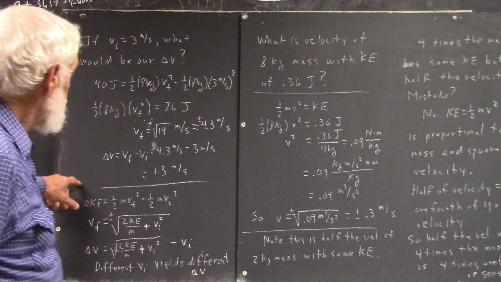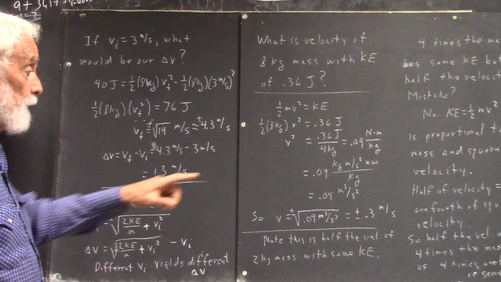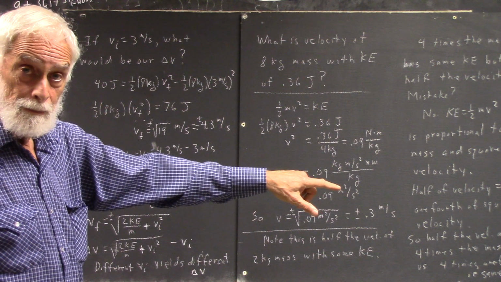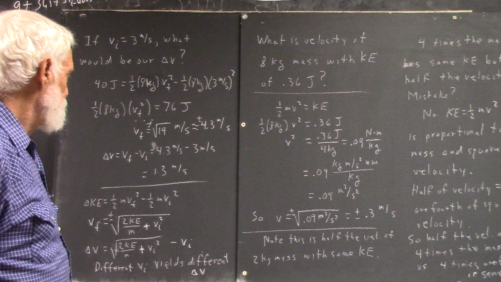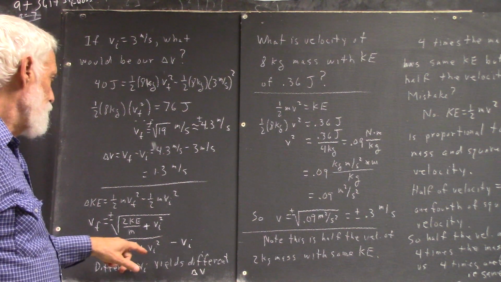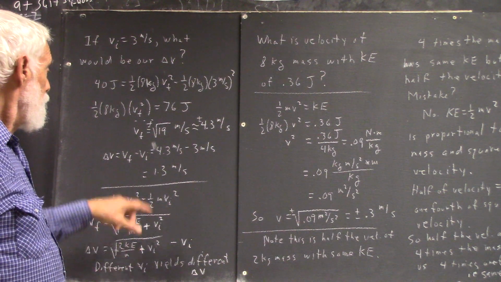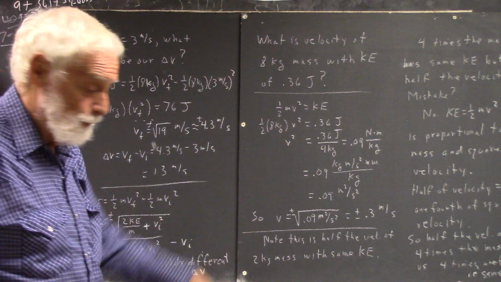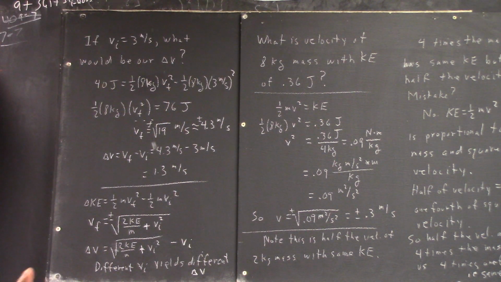So there's a deeper insight to be gained here. That's what I'm saying. There's a deeper insight into why this delta V is less than that. And it's simply because VI squared is a bigger proportion of 2ke over m if you have a greater initial velocity than if you have a smaller one. I don't want to go too much further with that because it's something I just want you to think about.